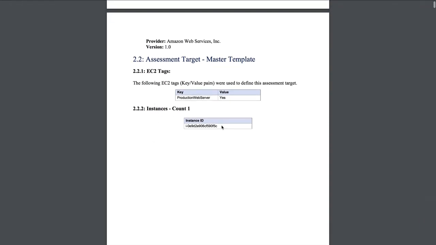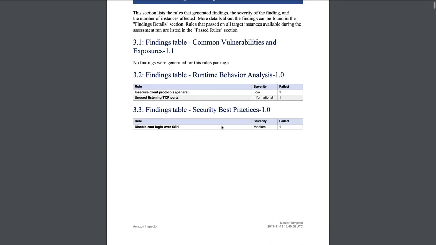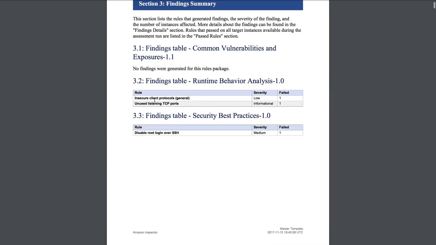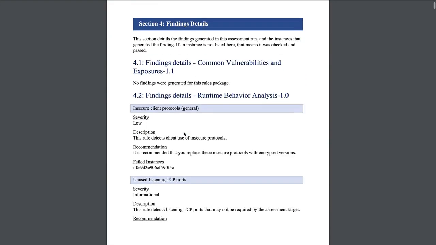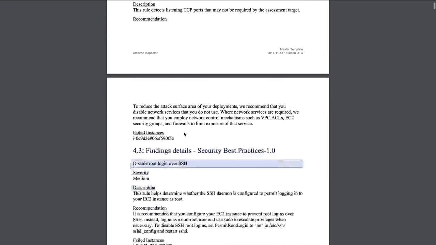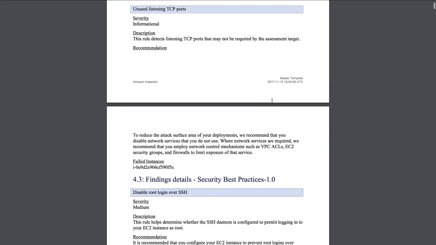So it has run against this instance count. We can go through and do our findings summaries. We've got a findings table. We've got insecure client protocols, unused listening TCP ports, and disable root login over SSH, which we should go in and fix. You can read the details in section 4, and then in section 5, you can see everything else that has passed. Okay, so this is what Inspector is.